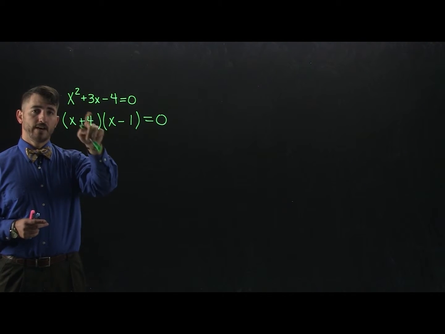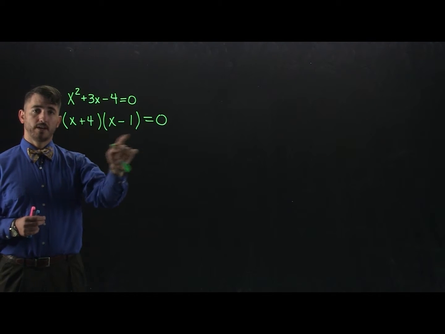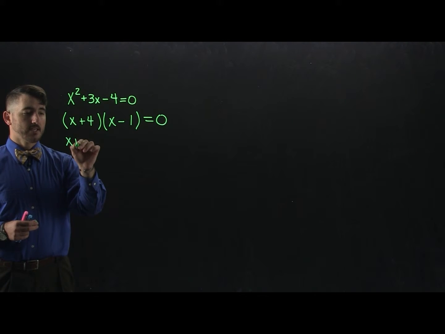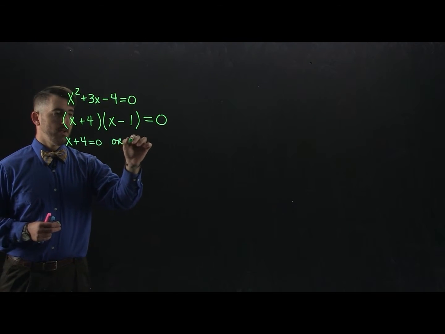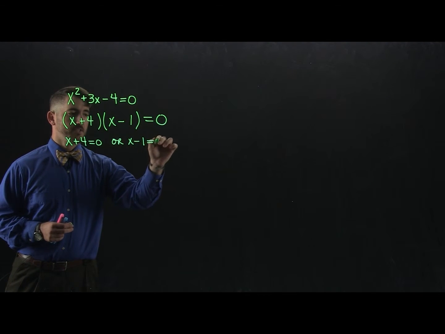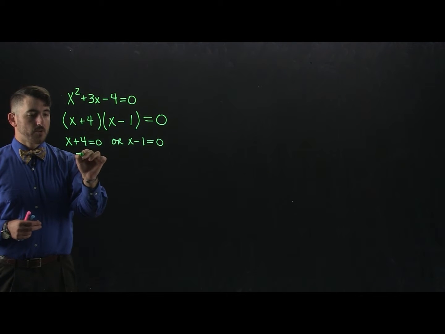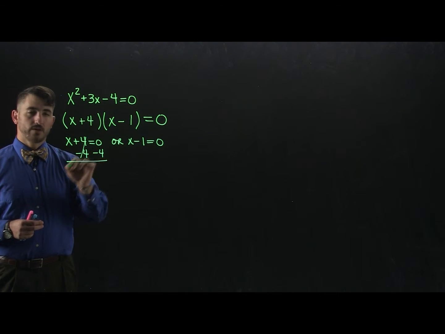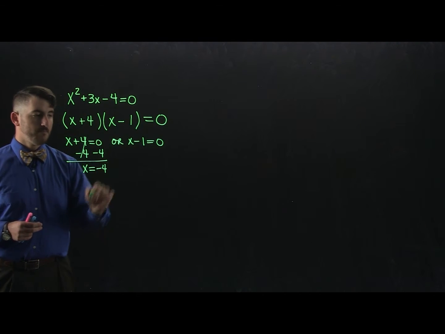When I have two values that multiply to 0, that means one or the other must be 0. So that is x plus 4 equals 0, or x minus 1 equals 0. Solving this, I'm going to subtract 4 from both sides. The 4's go away, and I'm left with x equals -4.